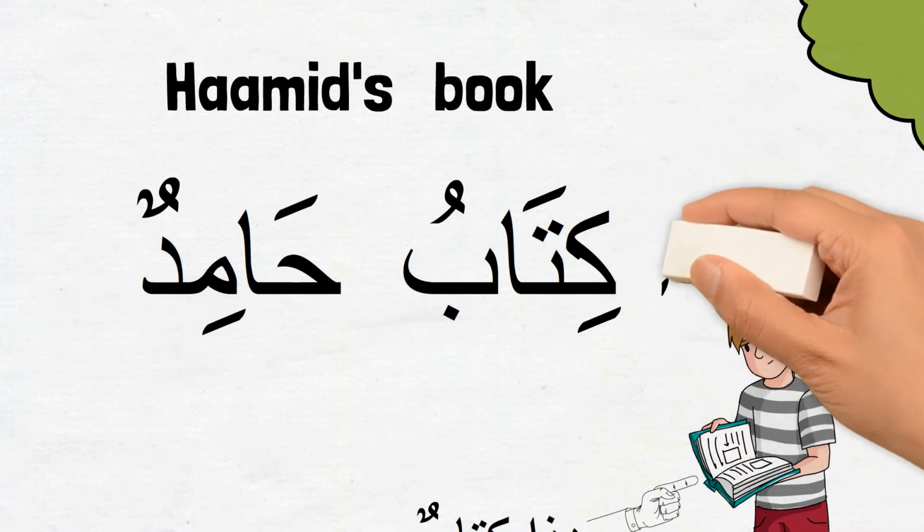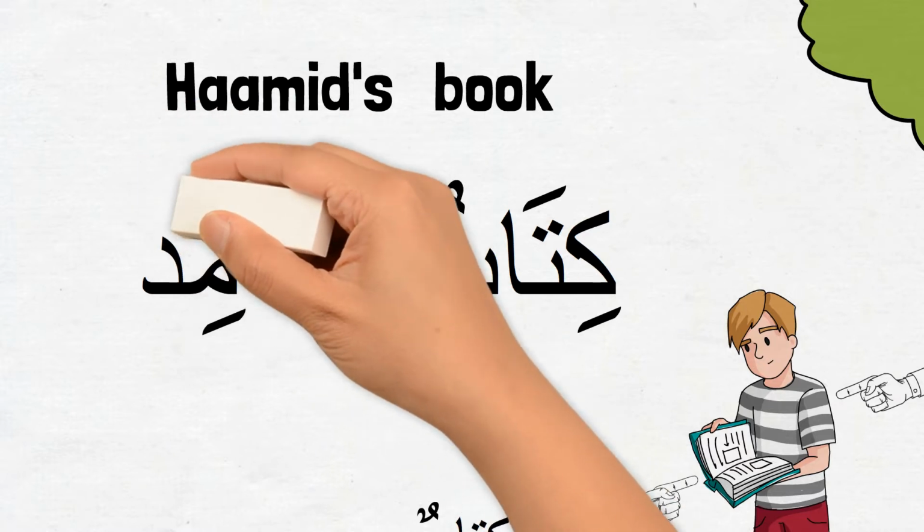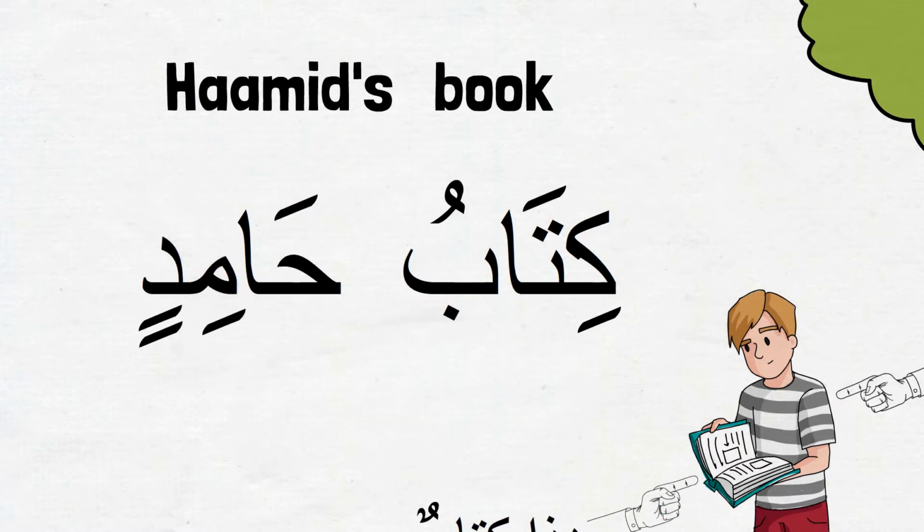We take out the definite article al from Al-Kitabu and it becomes Kitabu. And we make the ism Hamidun majroor by changing the end to tanween kasrah. And we read them together as Kitabu Hamidin. Kitabu Hamidin. That's it. Now we have two ism connected to each other in a way that the second ism is the possessor of the first ism.